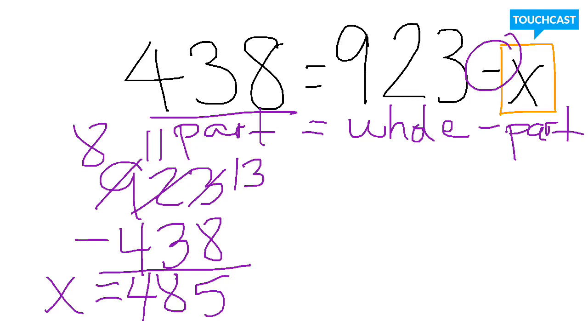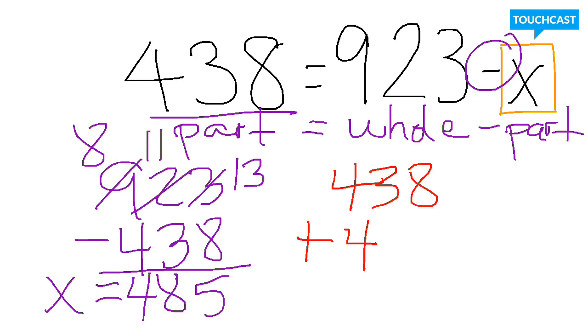Now we're going to plug that in so we can double check our work. Give me a second. I'm going to change color so you can see this. So we're going to take 438, which is one part of our problem, plus 485, which is x. And we're going to add it up.